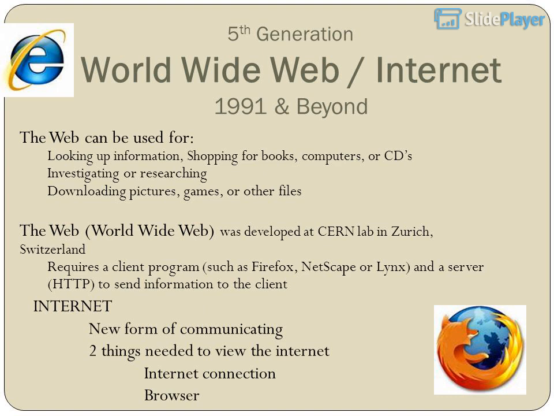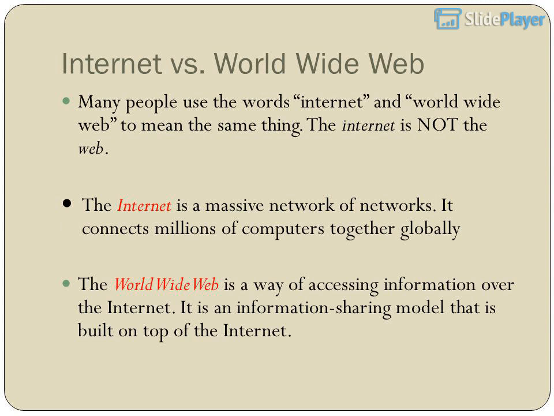The web can be used for looking up information, shopping for books, computers, or CDs, investigating or researching, downloading pictures, games, or other files. The web, World Wide Web, was developed in CERN Lab in Zurich, Switzerland. Requires a client program, such as Firefox, Netscape or Lynx, and a server, HTTP, to send information to the client. Internet. New form of communicating. 2 things needed to view the Internet: Internet connection. Browser.